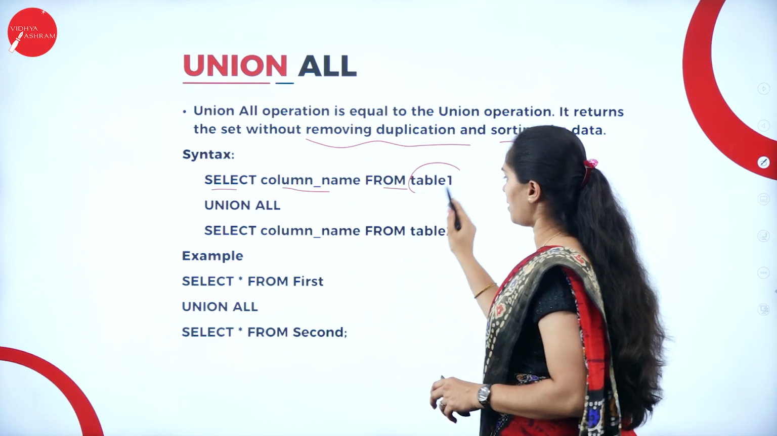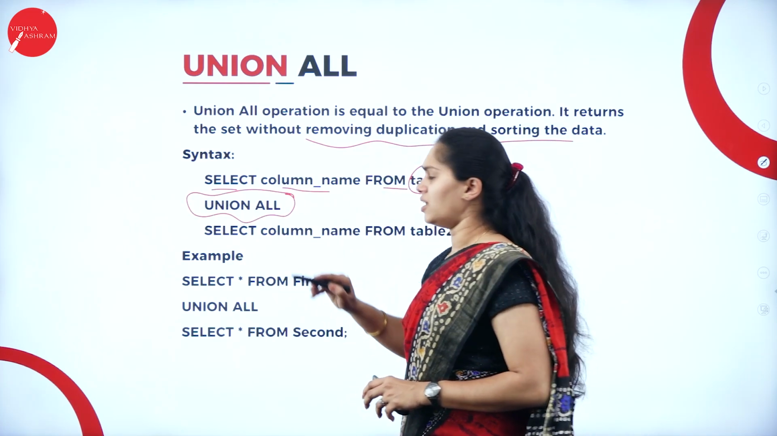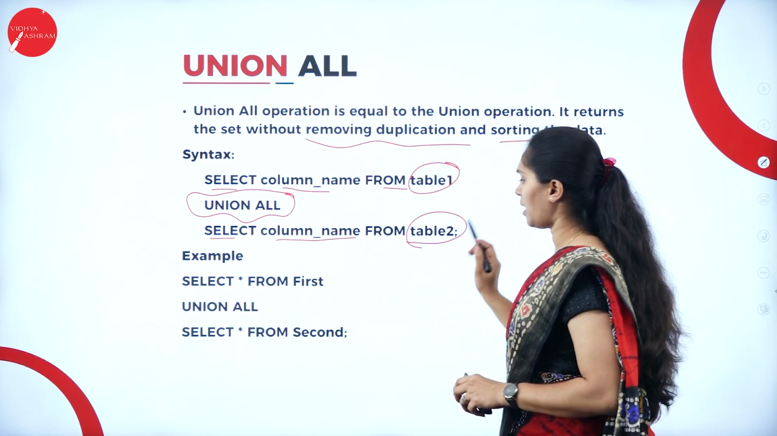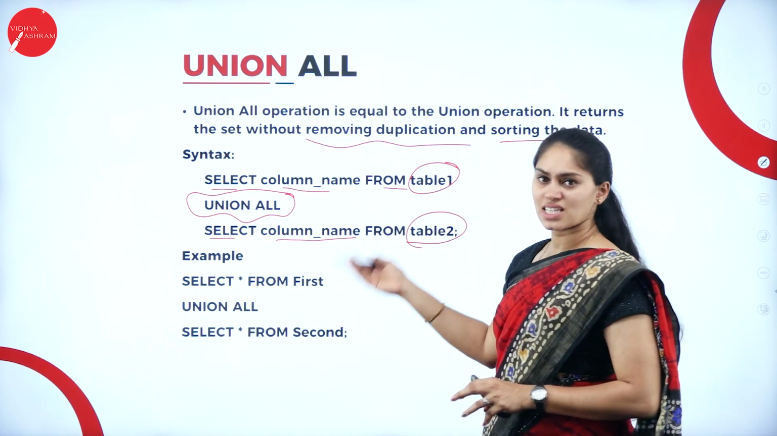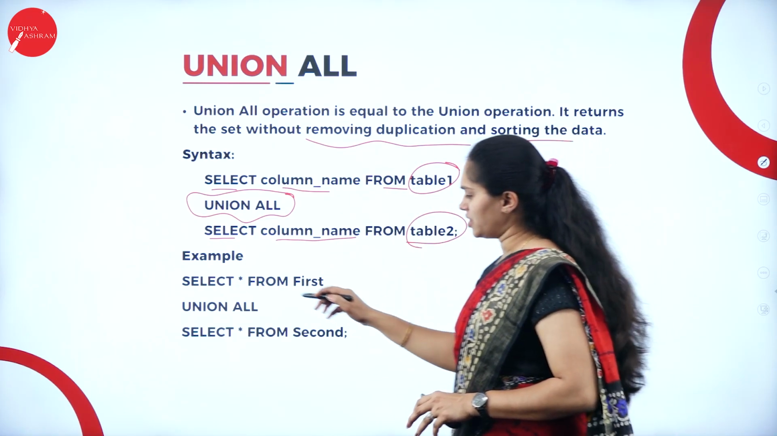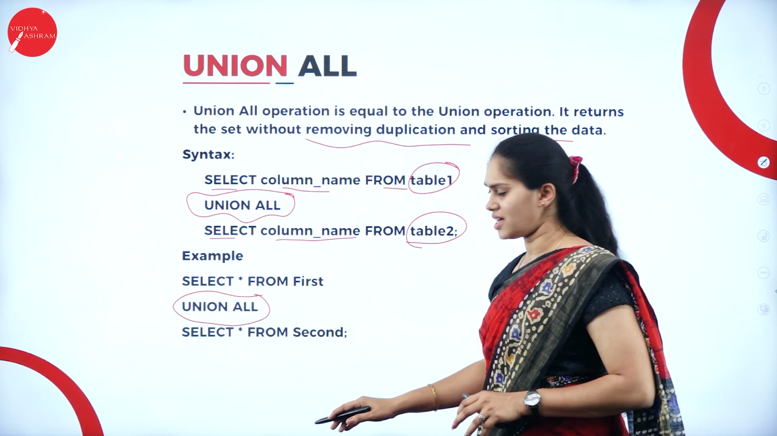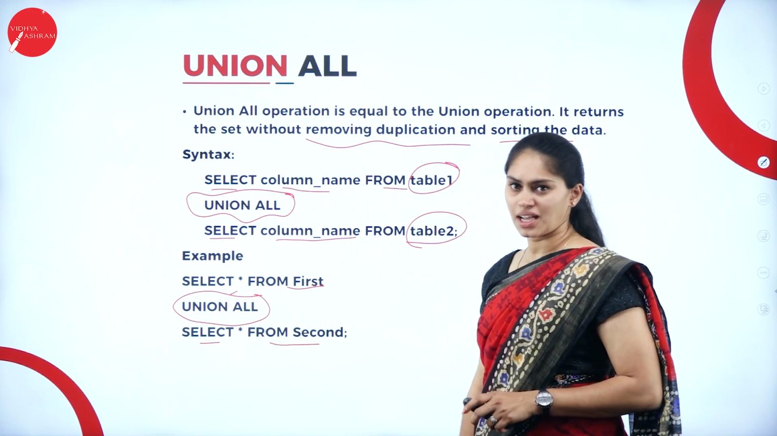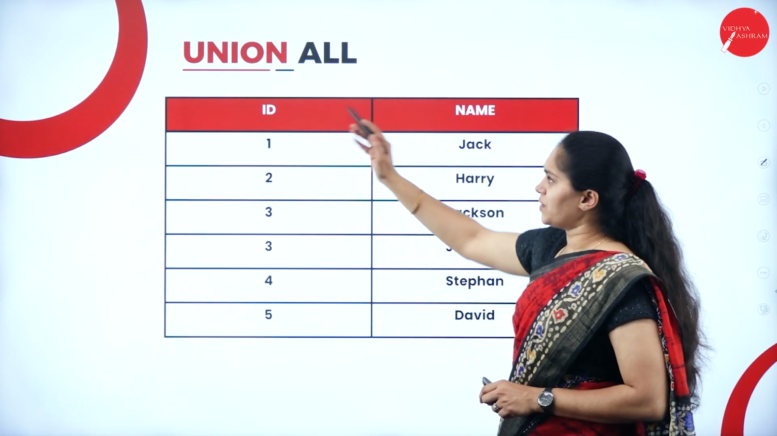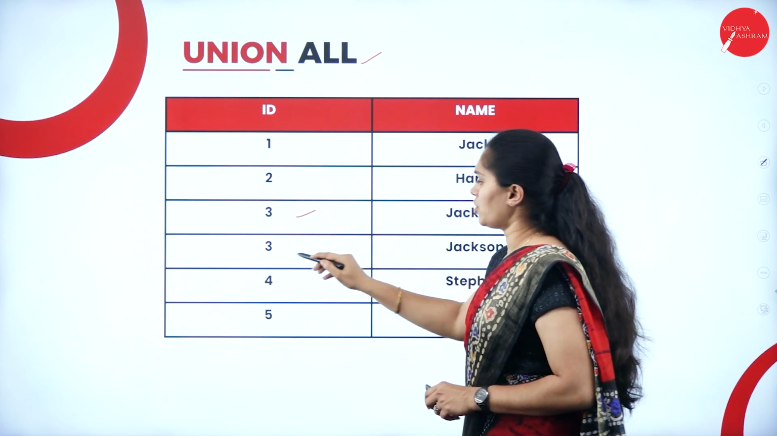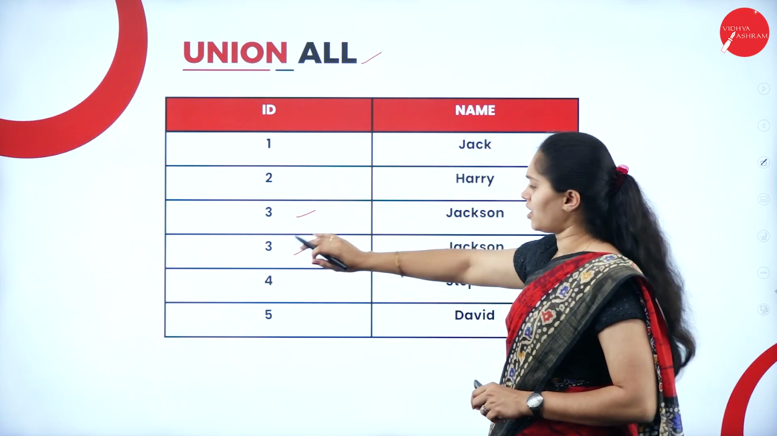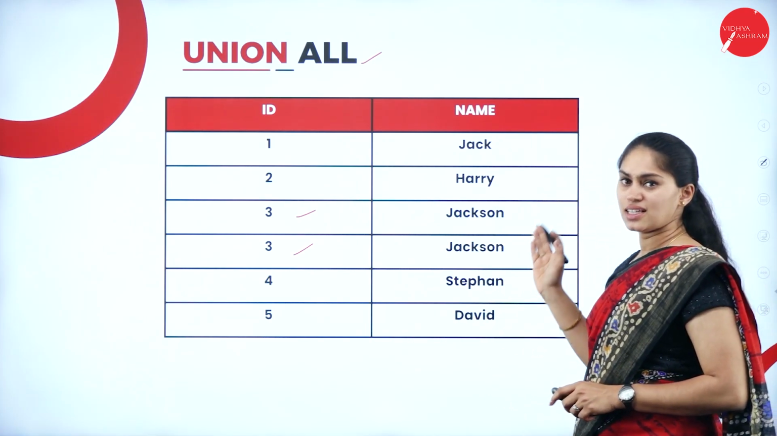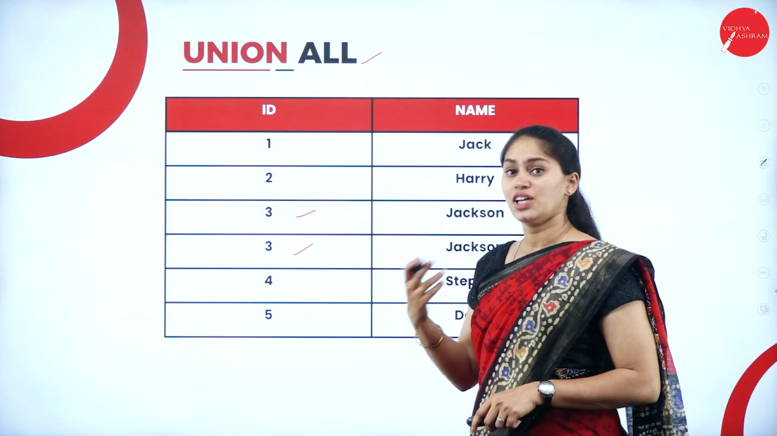Select column name from table 1 and here union all. We are using union all, and also I am selecting certain columns from table 2. So how can I fetch the ID and name from first and second with the help of this union all? You can see it here as an example. Select star from first, union all, select star from second. How will the output be? By making use of this union all, it will have the duplication also, and it will not sort the data in order. So this is the difference between union and union all.